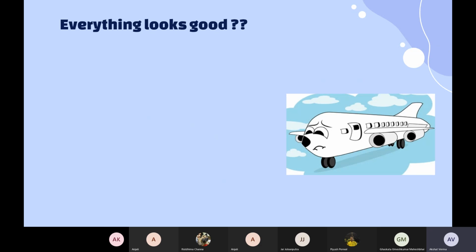So can anyone here unmute and tell me what will be the problem, that even if we are giving our aircraft the stability, it will still not have a good flight? What can be the reason behind it? Can anyone unmute and tell? Okay, no problem. So I'll go ahead.